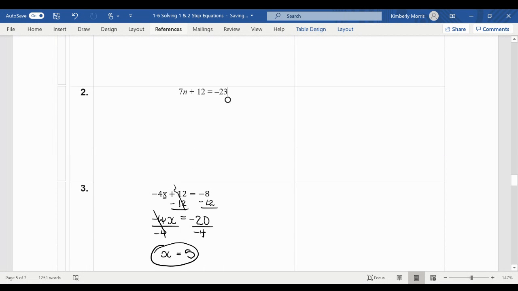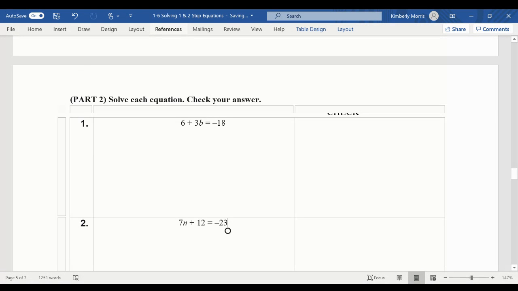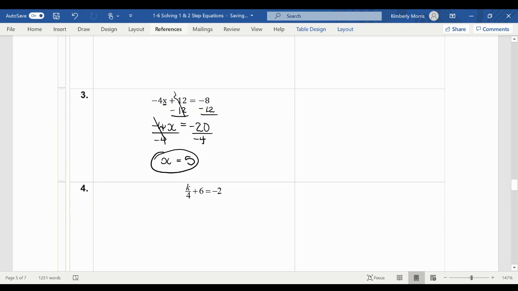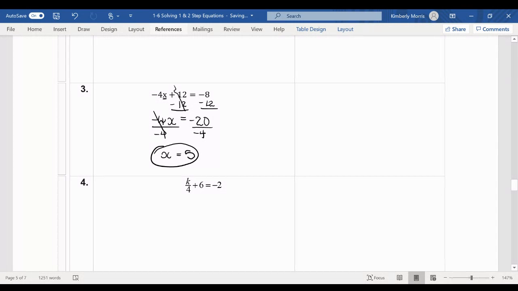You will see a check column in this section, and that's because I want you to check your solutions as you go. So here's how you check. You rewrite your equation, -4x plus 12 equals -8. And all you're doing is checking to see if what you got as your solution will give you a true statement in the end. And so we're going to use a process called substitution. Wherever I see x in my original equation, I'm going to substitute it with my solution.